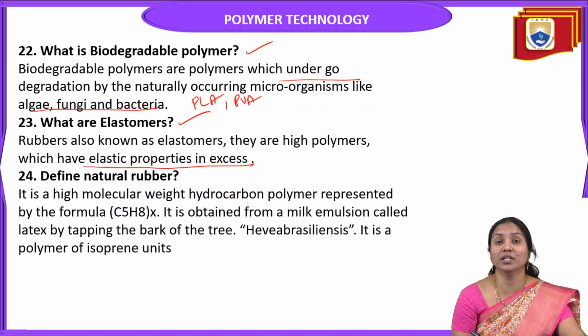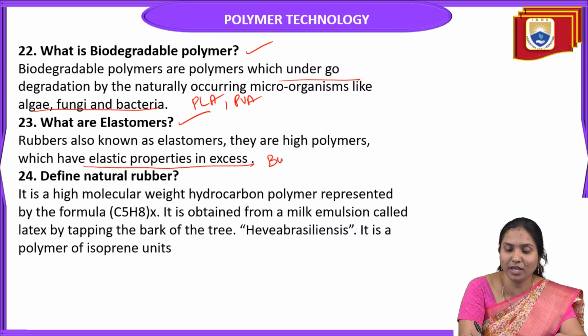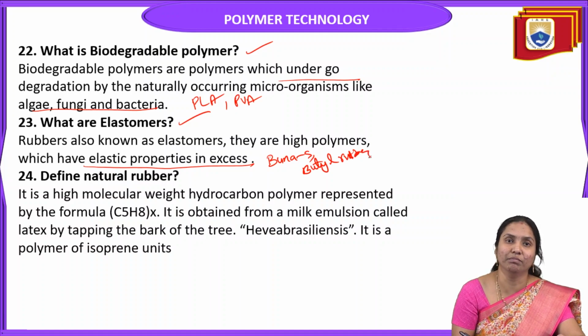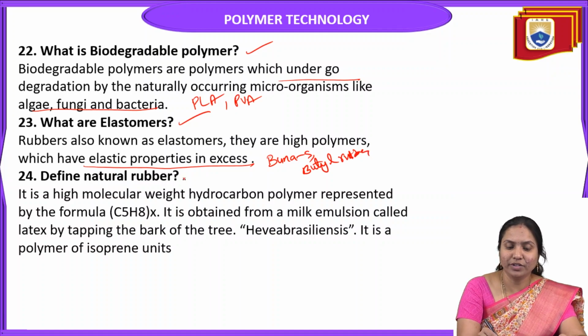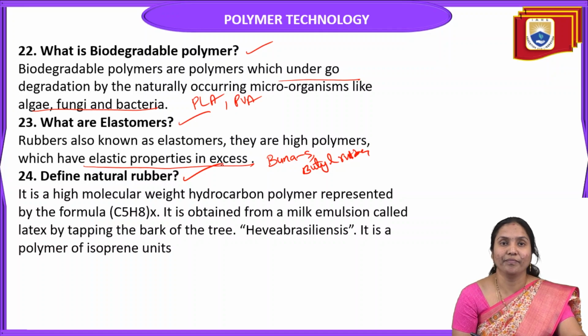Those polymers which are capable of being stretched at least 150% of their original length without breaking, and which return to the same original shape when we release the stress, are known as elastomers. The best examples of elastomers are Buna-S and butyl rubber.